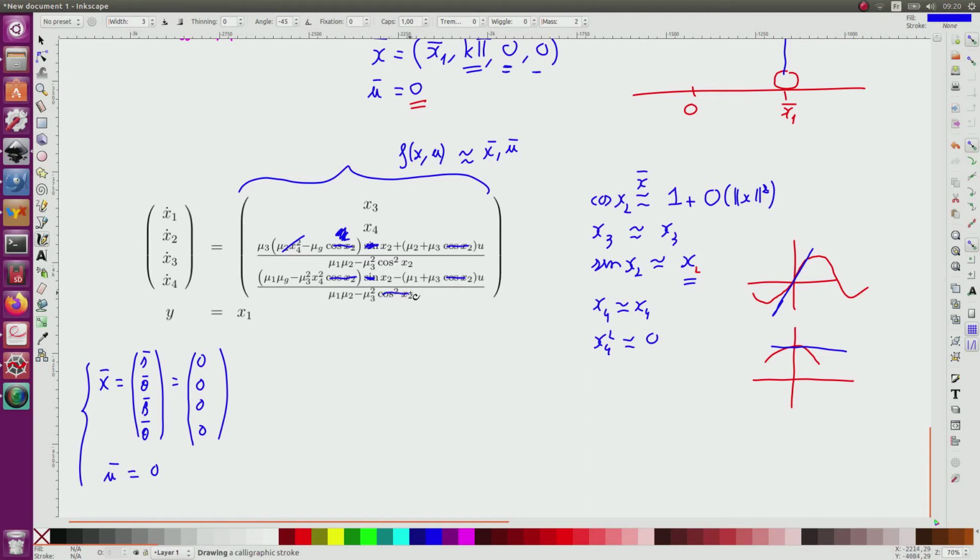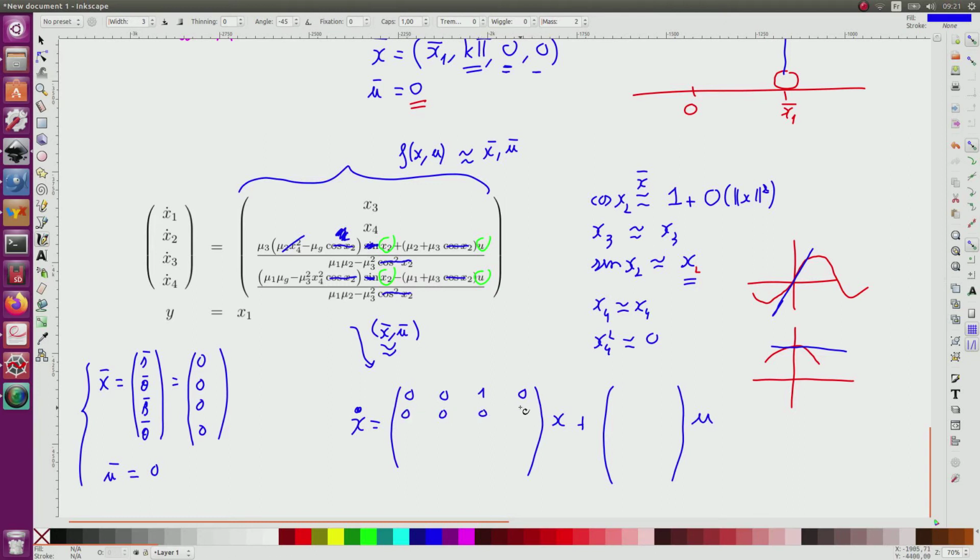This one is approximately equal to 1. This one also. And then I obtain something which is linear with respect to x2 and u. So the first order approximation around x bar is something like x dot equal to 0, 0, 1, 0 times x. Here the 1 is due to the x3, plus something multiplied by u. For the second one, due to the x4, I will have 0, 0, 0, 1.